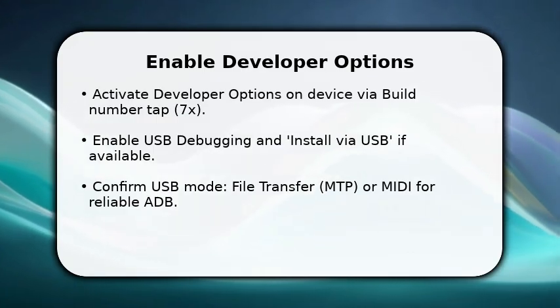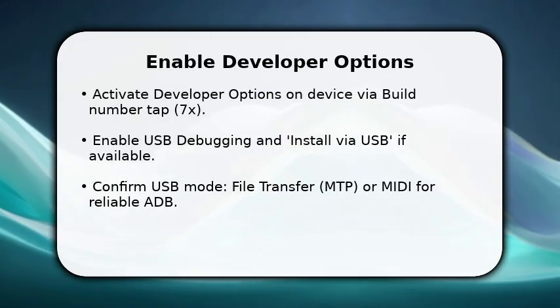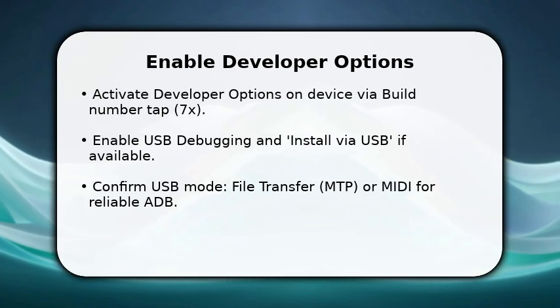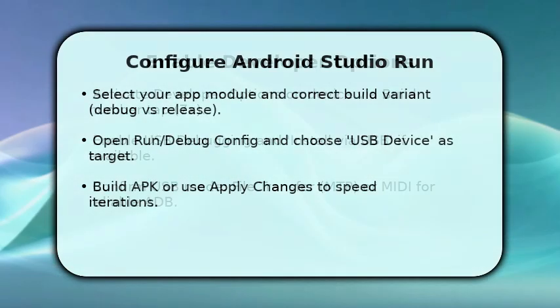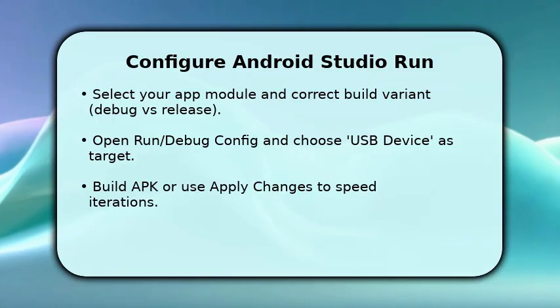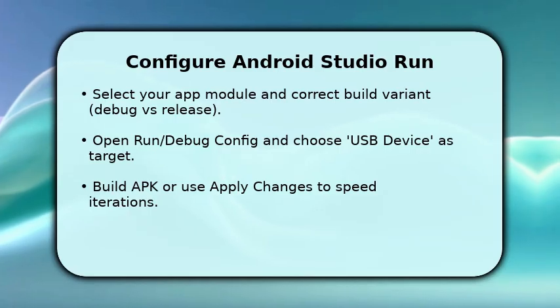This authorizes your PC. You do this now because without debugging enabled and authorization, Android Studio cannot install or run the APK on your phone. Next, focus Android Studio on your device. Choose the app module and ensure the debug build variant is active. Debug includes the necessary tools and logs.